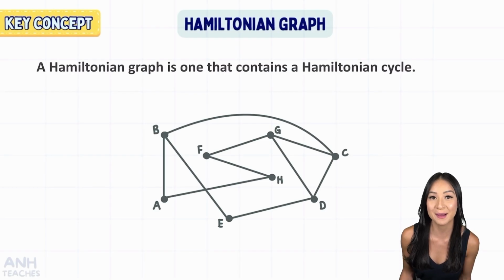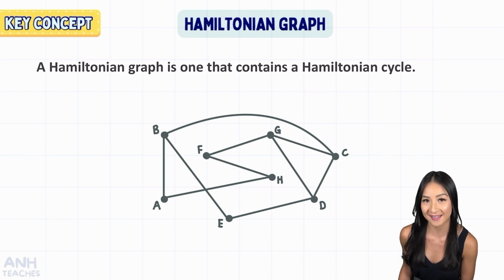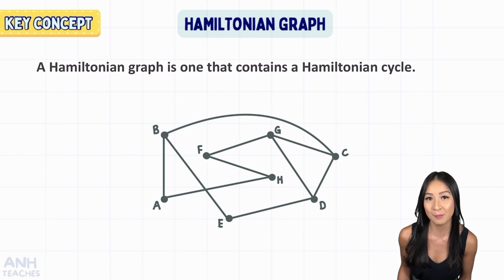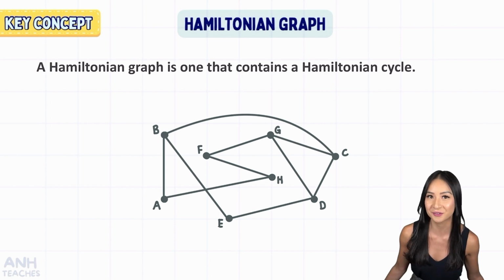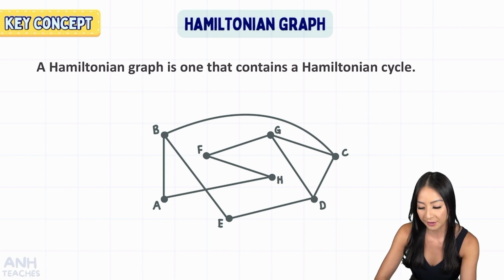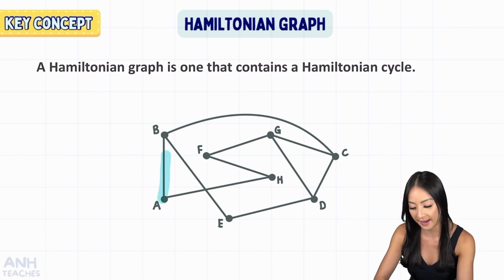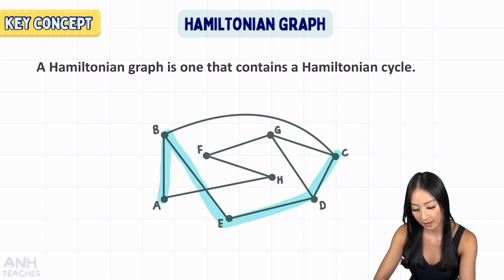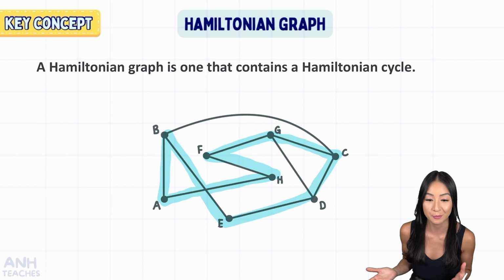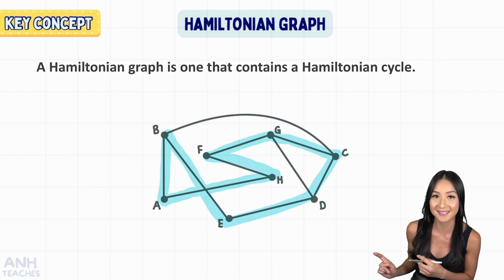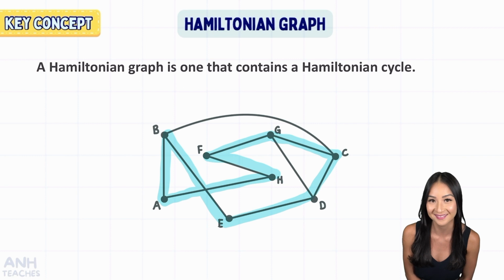So let's look at Hamiltonian graphs now. The difference between a semi-Hamiltonian graph and a Hamiltonian graph is that a Hamiltonian graph contains a Hamiltonian cycle. So let's look at this graph and try and look for that Hamiltonian cycle. So I'm going to start at vertex A. That was a complete fluke. I found the Hamiltonian cycle straight away, which means that this is a Hamiltonian graph.